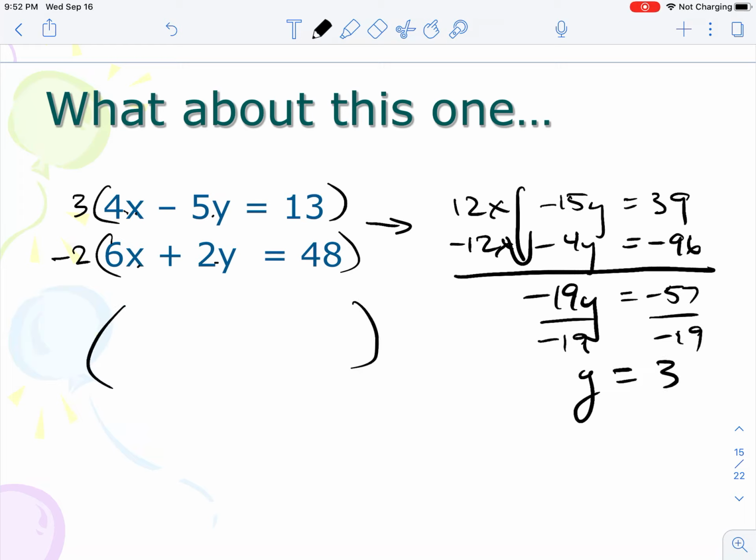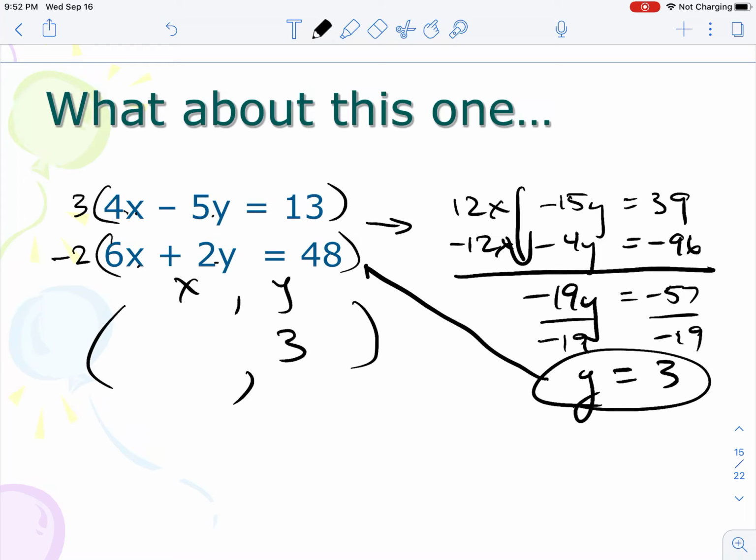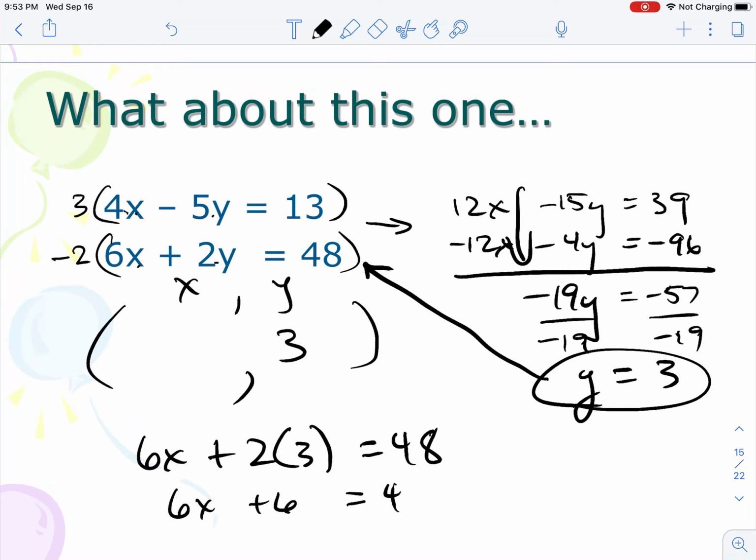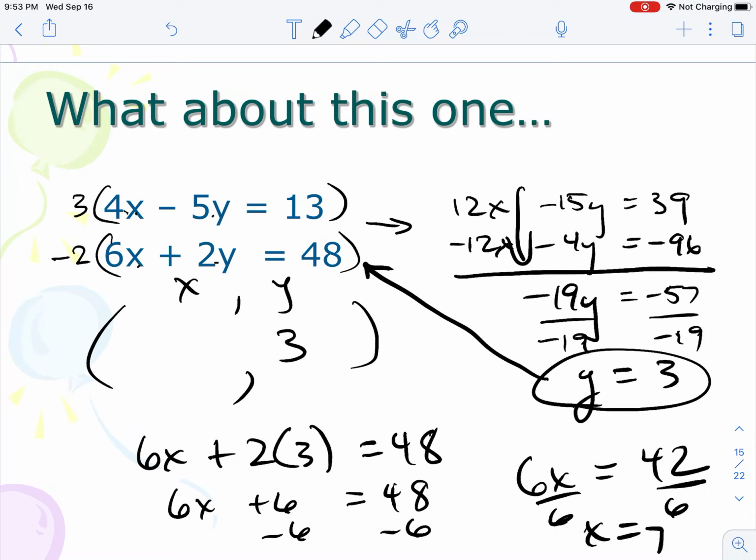So my first number in the ordered pair is 3. Then I take this and substitute it back into one of the equations. And so 6x and one of the original ones. So 6x plus 6 equals 48. I subtract 6, and I end up with 6x equaling 42. Divide both sides by 6, and x equals 7. So my ordered pair is 7, 3.